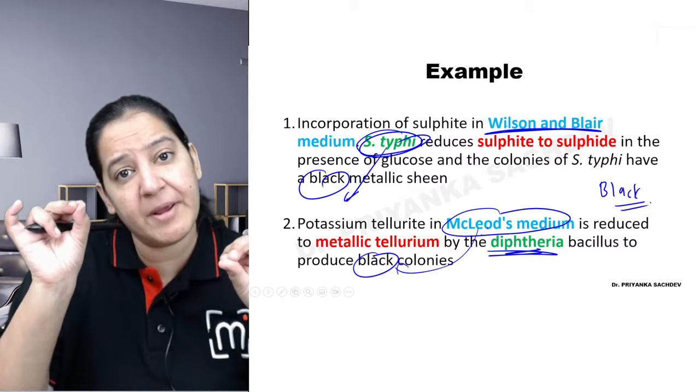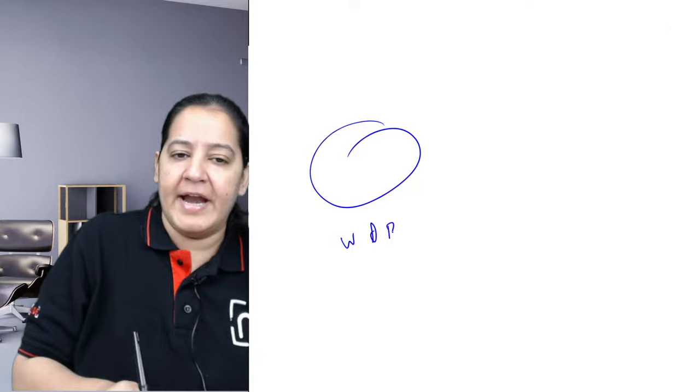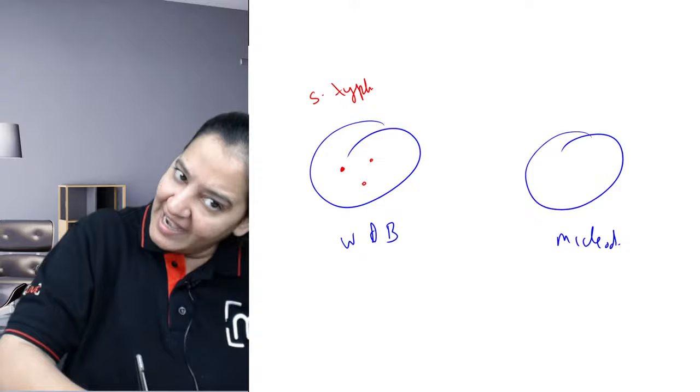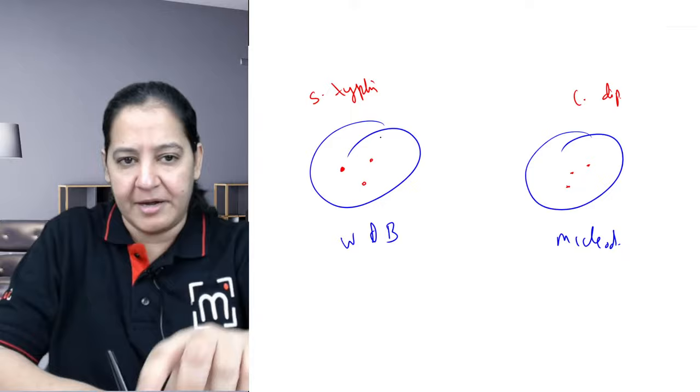Just suppose this is Wilson and Blair, and this is Macleod. Here in Wilson and Blair, when Salmonella typhi grows, it will give black color. And here, when Corynebacterium diphtheriae grows, it gives black color. Let me show you. This is the black color here. This is the black color here.